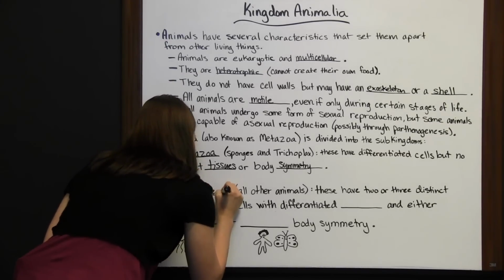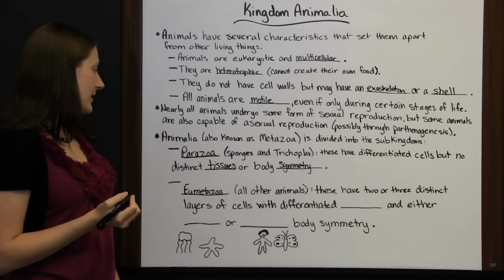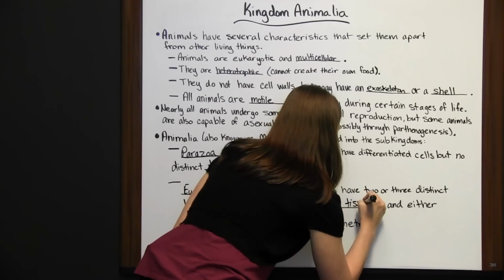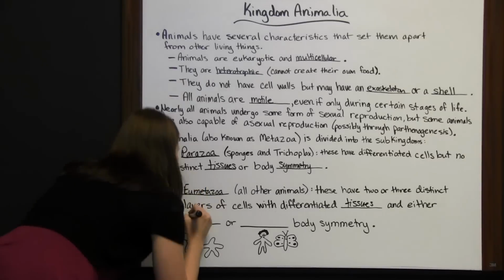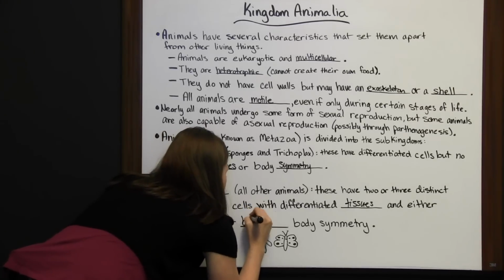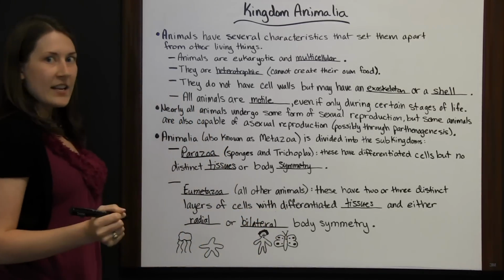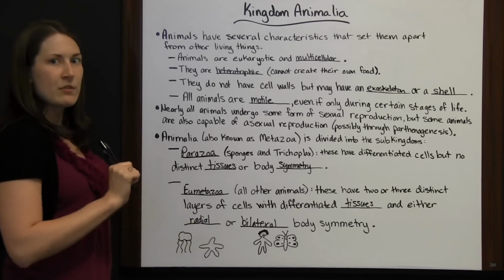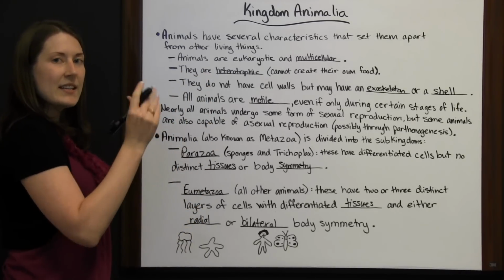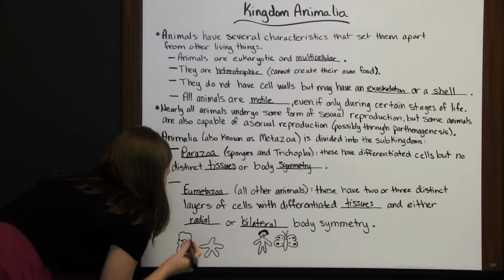Eumetazoa. And these have 2 or 3 distinct layers of cells with differentiated tissues and either radial or bilateral symmetry. And what that means is that you can divide them a certain way. If they have radial symmetry, you would be able to divide them any way going in a circle, and the halves would match up. So a jellyfish would be an example of that.